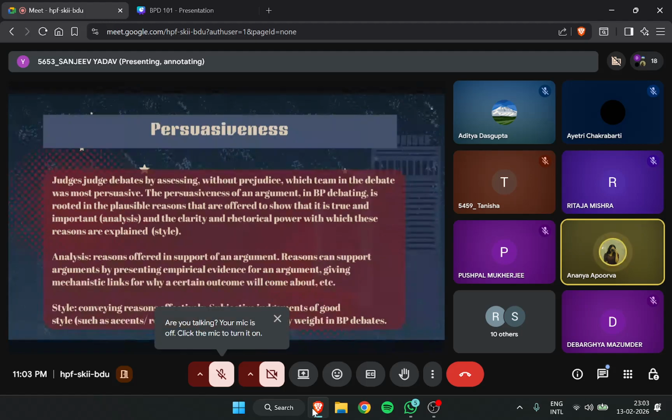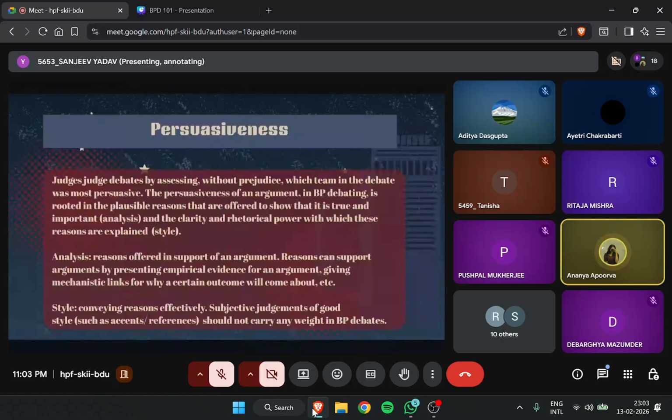Other than that, this includes any evidence that you might have, any examples of that sort. However, understand that examples are not very important. They're just good support that you can provide with your arguments in general. Any sort of mechanisms that can come in for the same, any sort of reasons that go ahead and prove your argument is simply what analysis is.